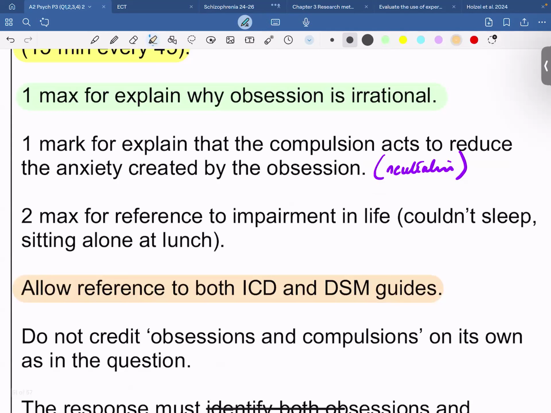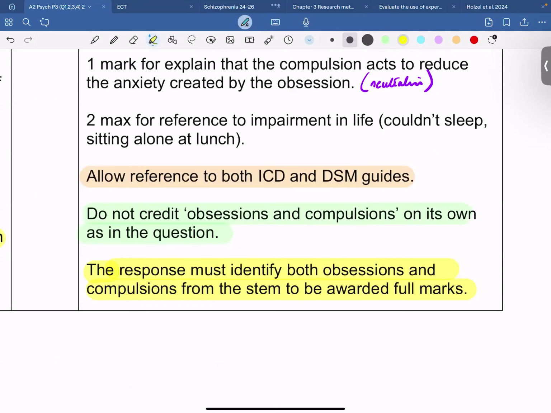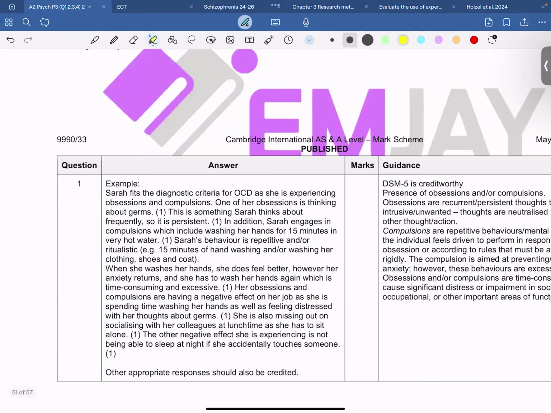even when after 2024, the CI, they've shifted from DSM to ICD, but this year at least they're allowing reference to both. Do not credit obsessions and compulsions on its own as in the question, because of course this has to do with Sarah. The response must identify both obsessions and compulsions from the stem to be awarded full marks. Having a quick look at the example over here.